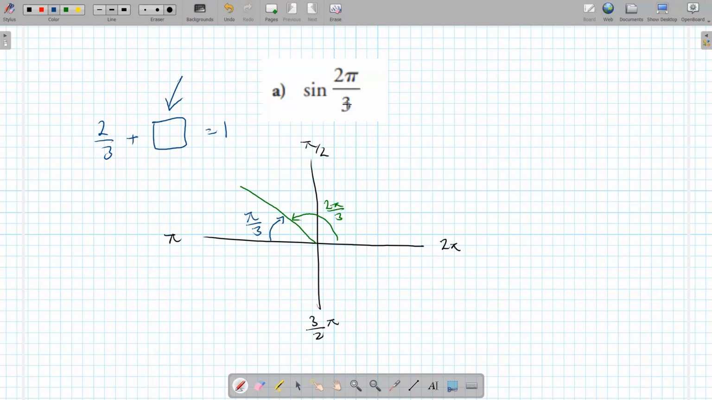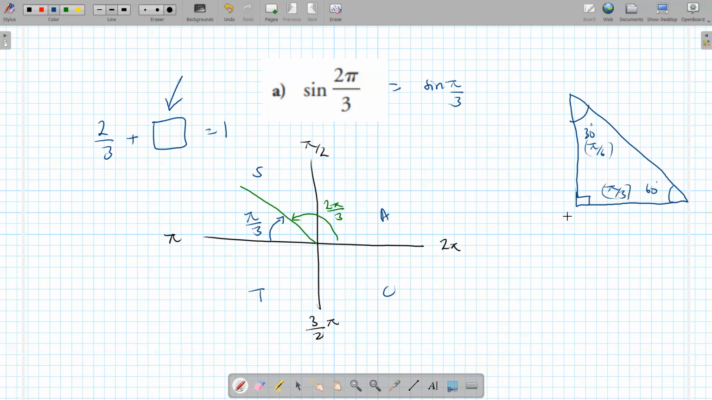So sine of 2 pi over 3 is the exact same thing as sine of pi over 3. Now, is sine positive or negative in quadrant 2? This is the CAST rule. It's positive, so that's it. Now, pi over 3 is 60 degrees. So you need to look at your special triangle. You have 30 degrees here, which is pi over 6. You have 60 degrees over here, which is pi over 3.